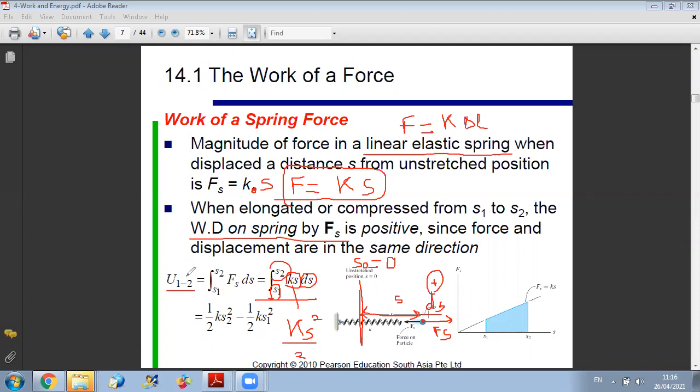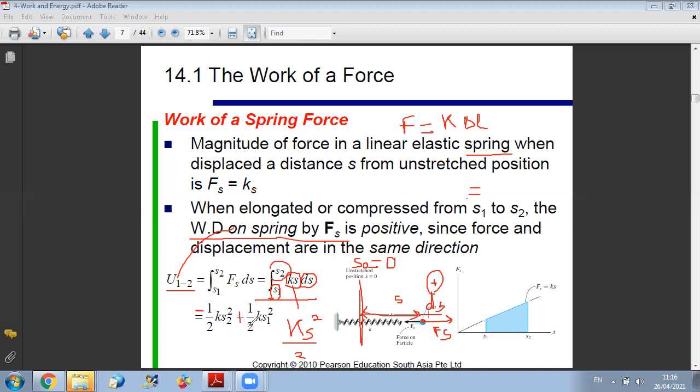But please pay attention, I repeat, this is the work done on the spring. In general, we will not take the spring as the system. What is more interesting for us is the ball. So if we want to determine the work of the spring on the ball, by action-reaction, it will be the opposite. So the work of the spring on the ball will be just the opposite of the result we obtained here. So it will be equal to minus half k s2 square plus half k s1 square.